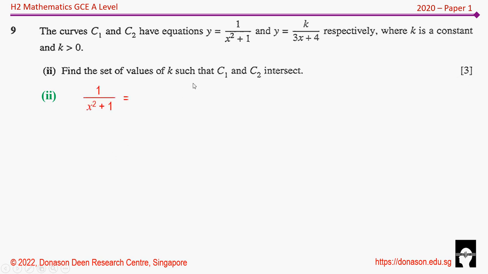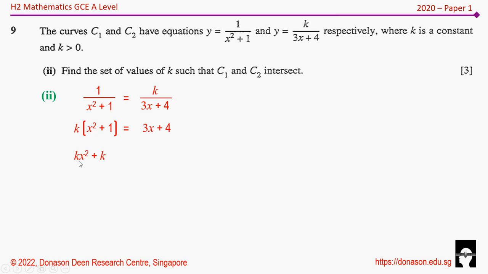So in order to find the value of k, and since we are told that these two curves intersect one another, we can equate the y with the y. So 1 over x squared plus 1 is equal to k over 3x plus 4, and the next step is to cross multiply. So k times x squared plus 1, I'm just bringing the x squared plus 1 across to the right side, and 3x plus 4, if I multiply it by 1, is simply 3x plus 4. Let us expand the bracket.